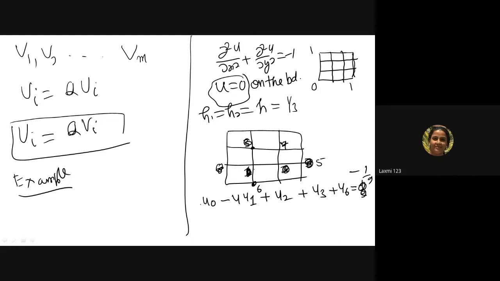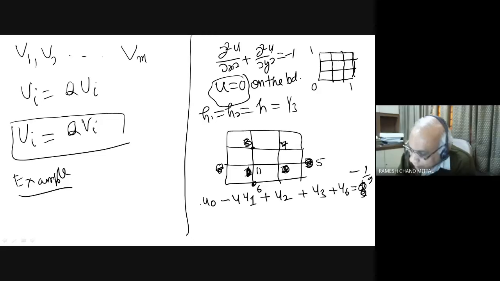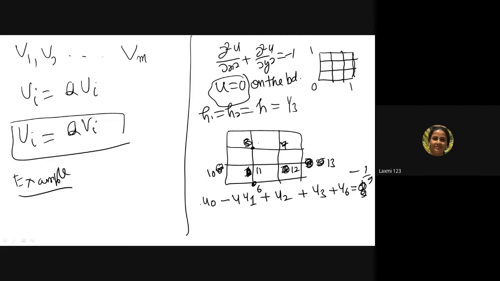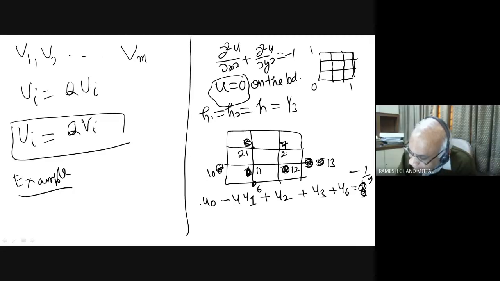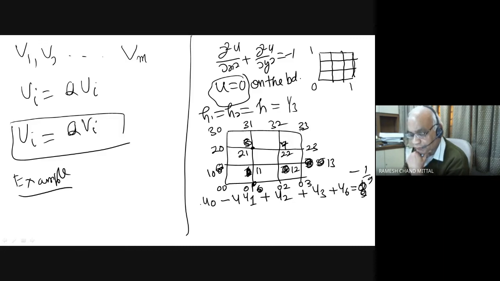This is my 1 1 point, this is my 1 2 point, this is my 1 3 point, this is my 1 0 point. This is my 2 1 point, this is my 2 2 point, this is my 2 3 point, and this is my 2 0 point. This is my 0 1 point, this is my 0 2 point, this is 0 0, this is 0 3. This is 3 0, 3 1, 3 2, 3 3. Any issue, please?